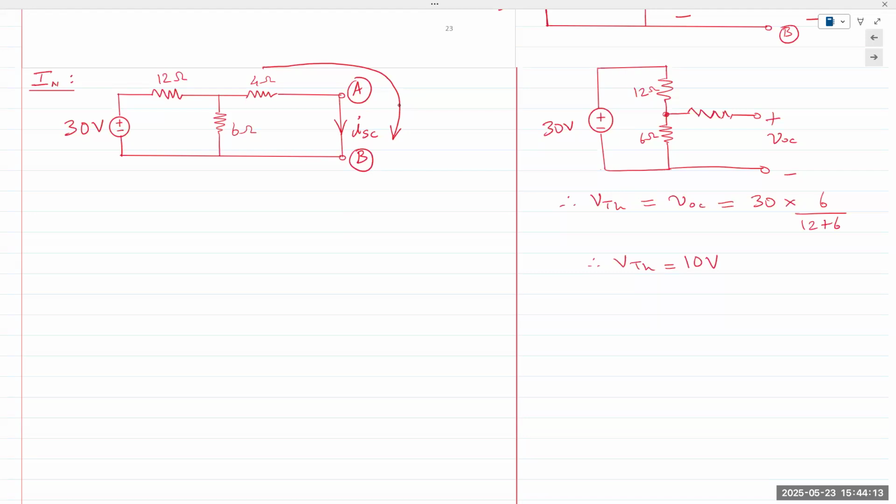It is the current that is flowing through the 4 ohm resistor. So we can use multiple different techniques to determine this current. We can first find REQ, the total REQ for the 12, 6, and 4 ohms, and then determine the voltage across the 6 and 4 ohm resistors in parallel. Apply voltage division directly or apply current division.